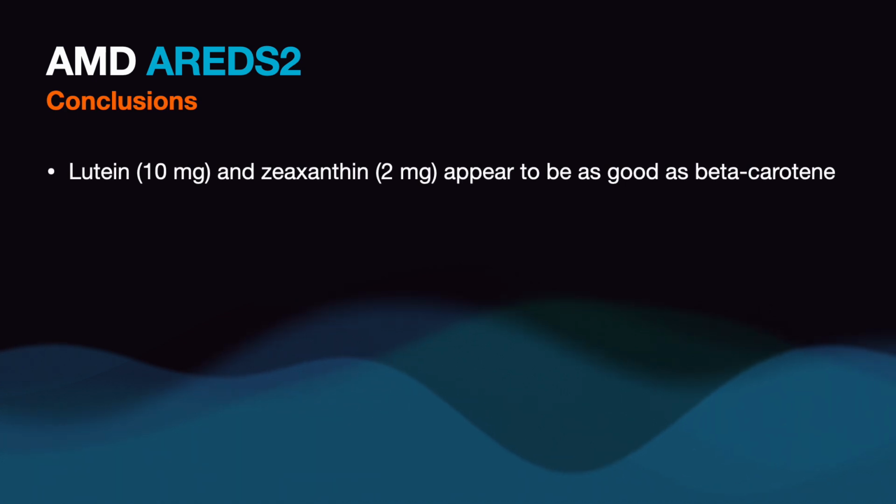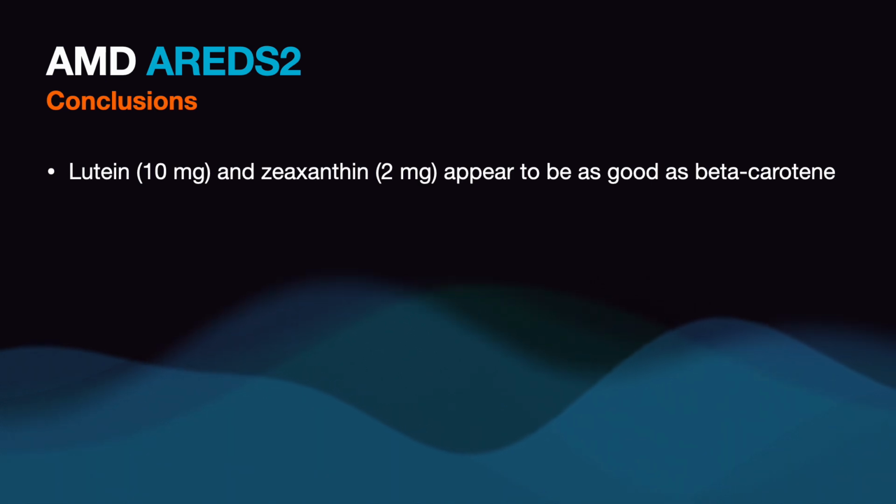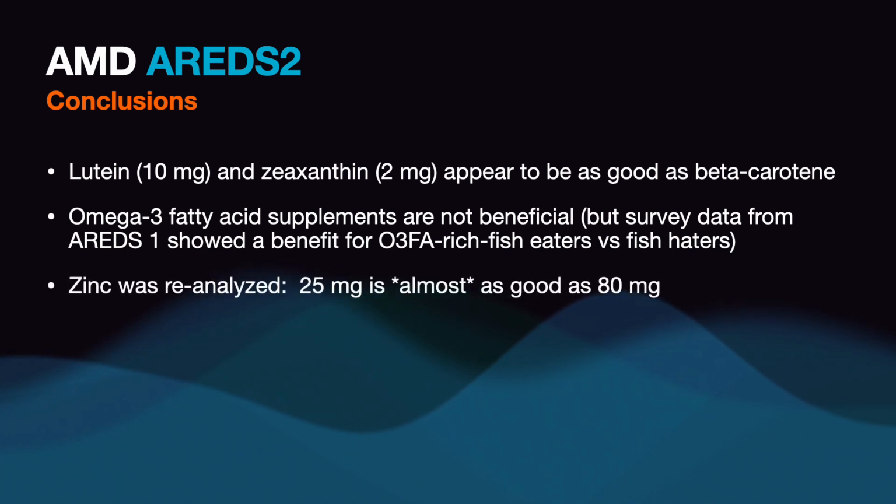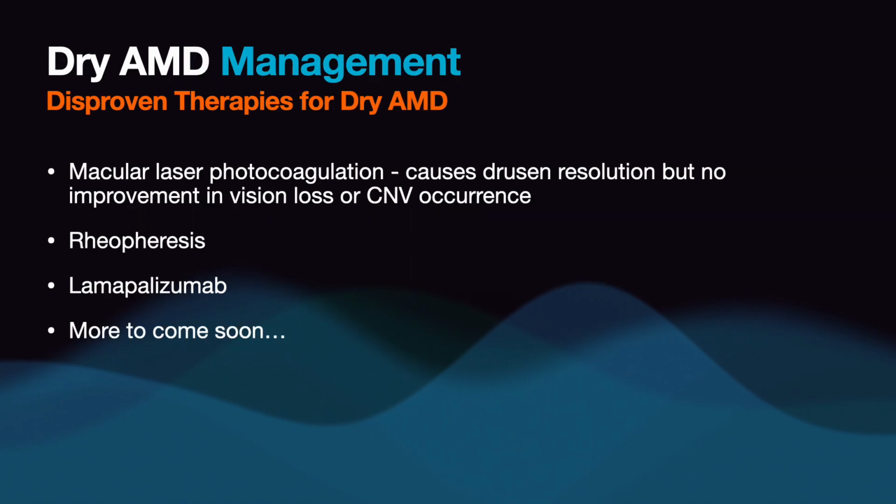And then later on we said, okay, hey, people taking beta carotene are at higher risk of lung cancer if they were smokers. So let's see if lutein zeaxanthin will work just as well, and they do. Omega-3 was not found to be helpful, sad, and zinc was reanalyzed, and 25 is almost as good as 80, so we stuck with 80.